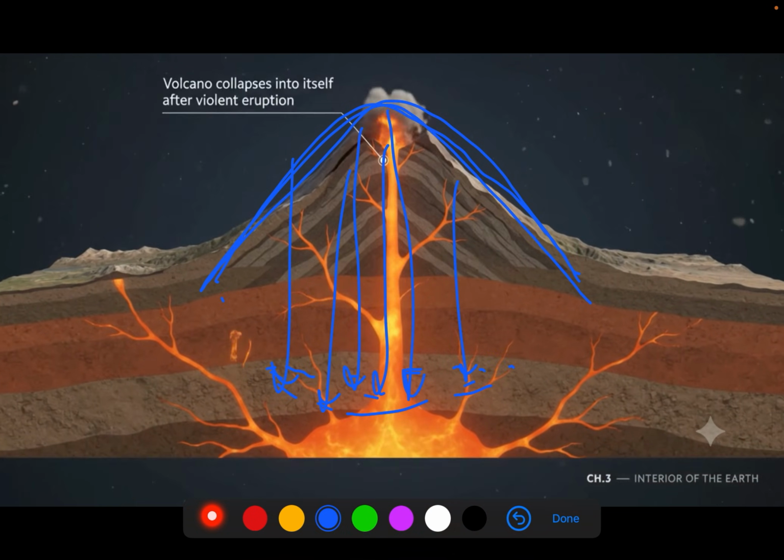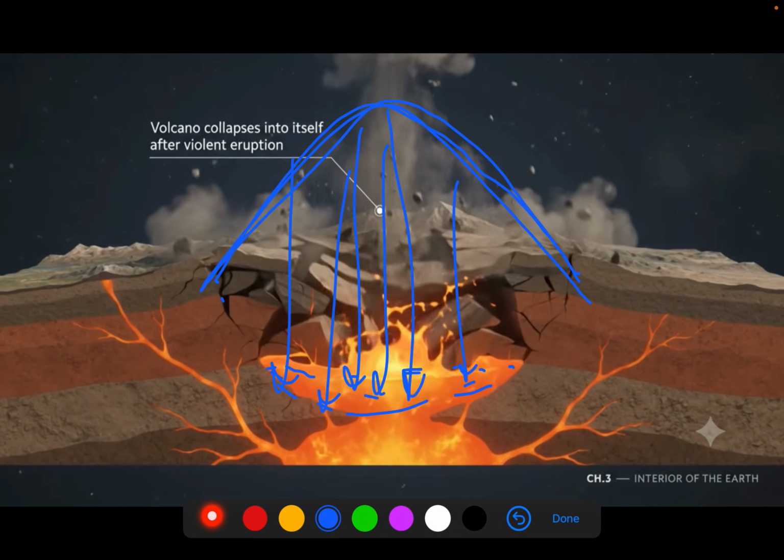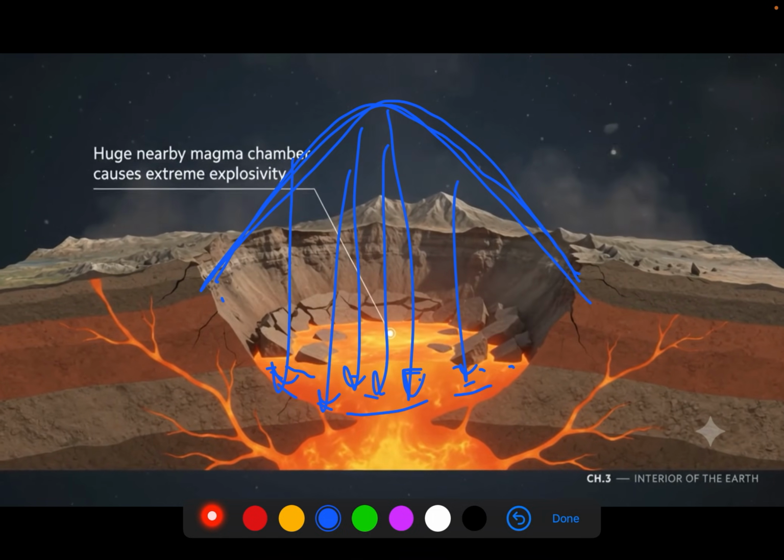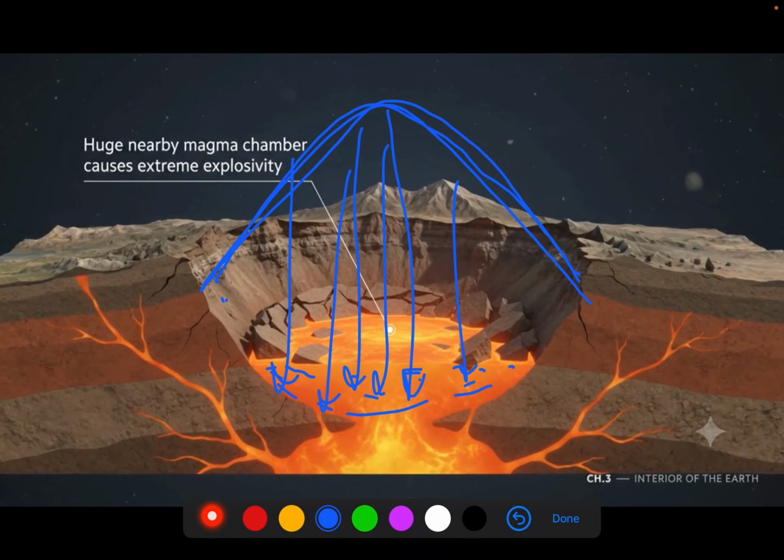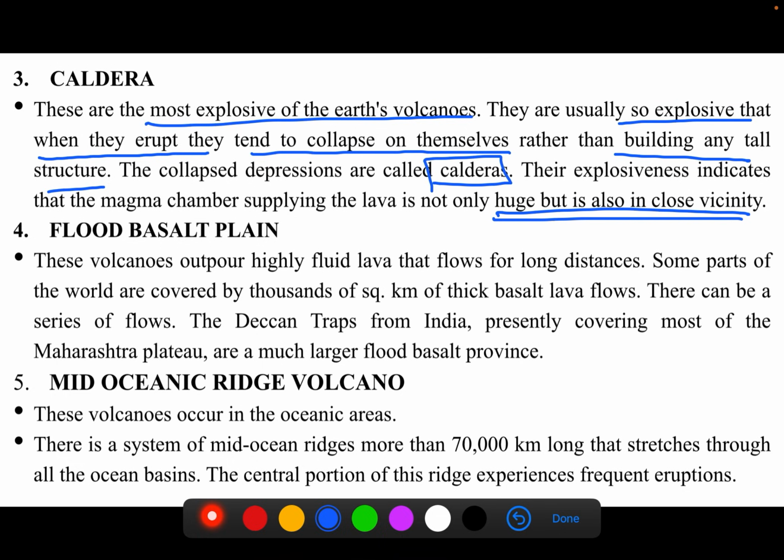We can see the structure is present now. It collapsed because of the high amount of energy and the magma chamber being in close vicinity and being very strong. Right? We have understood now what a caldera is. Right. Let's move further to flood basalt plains.